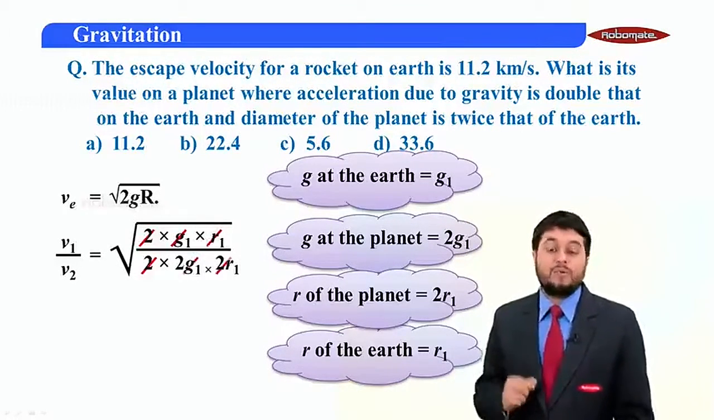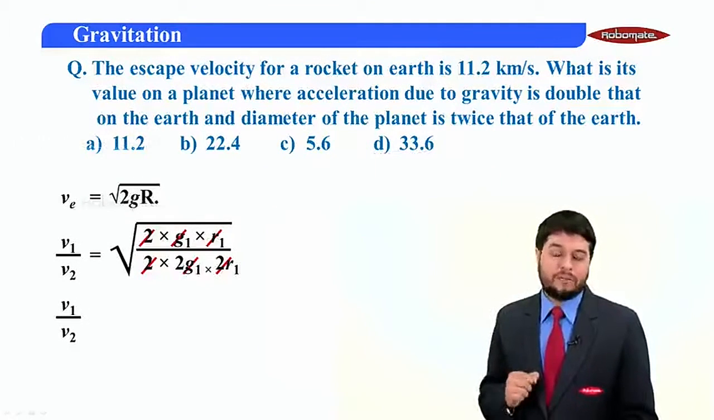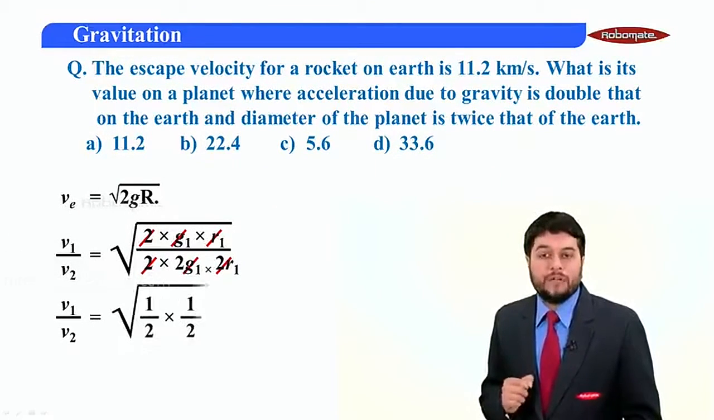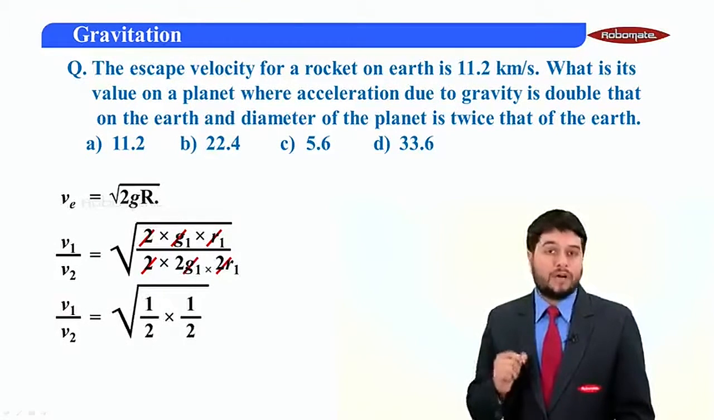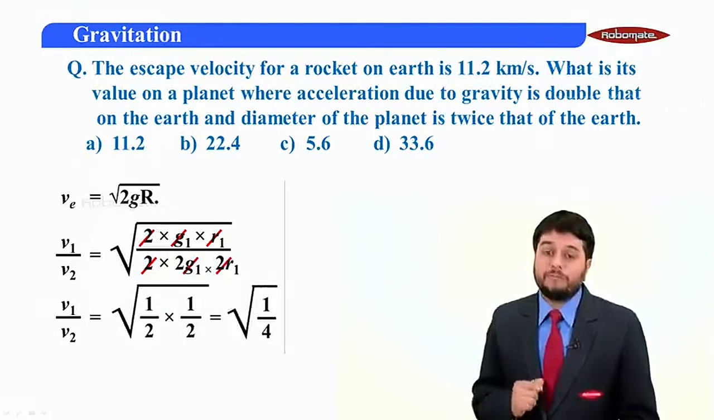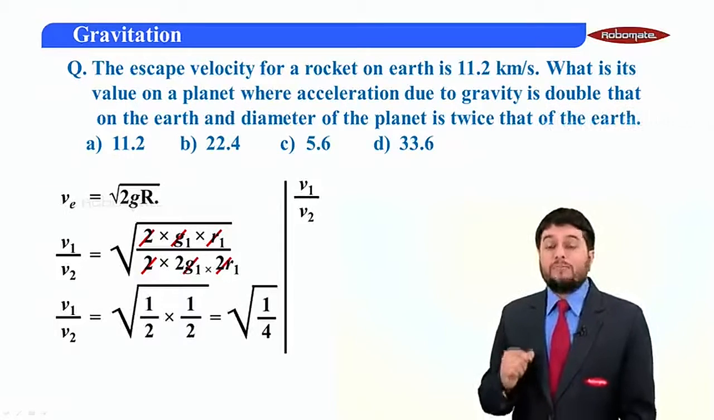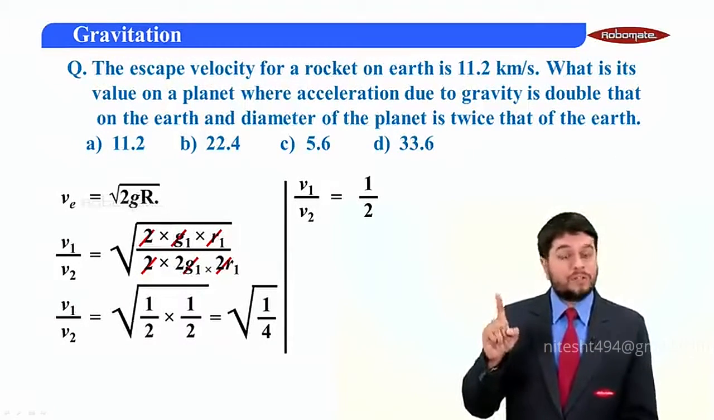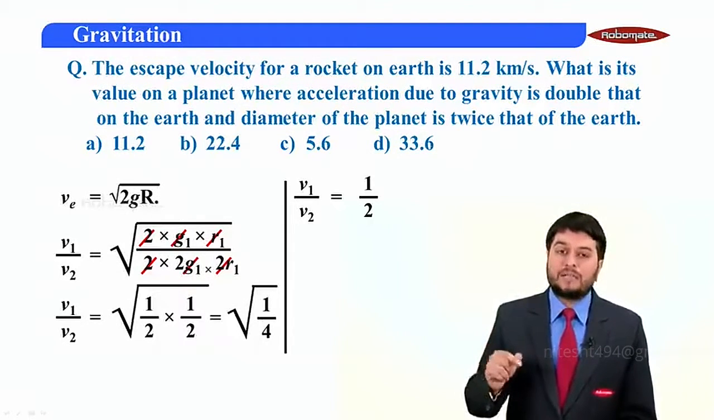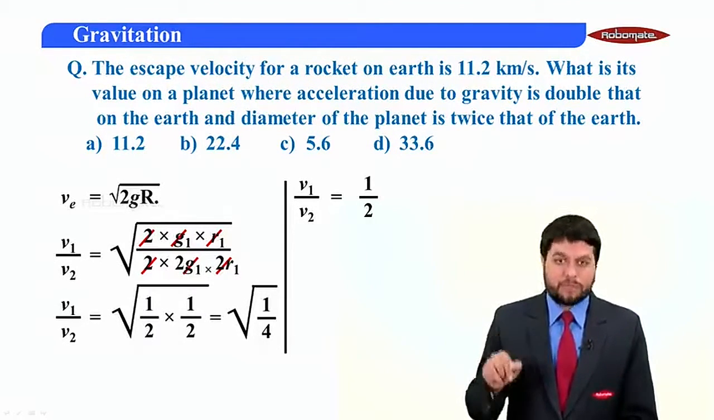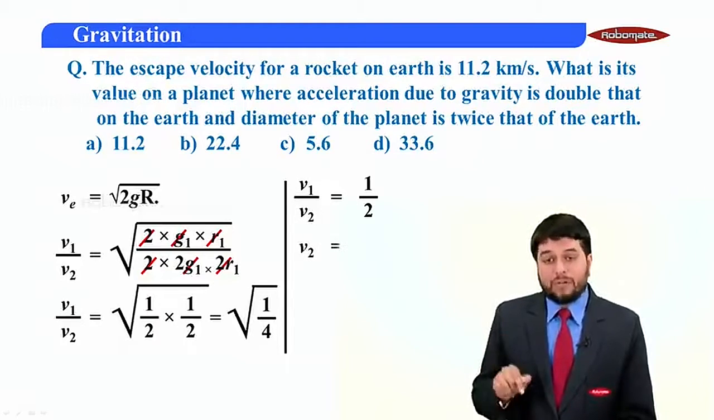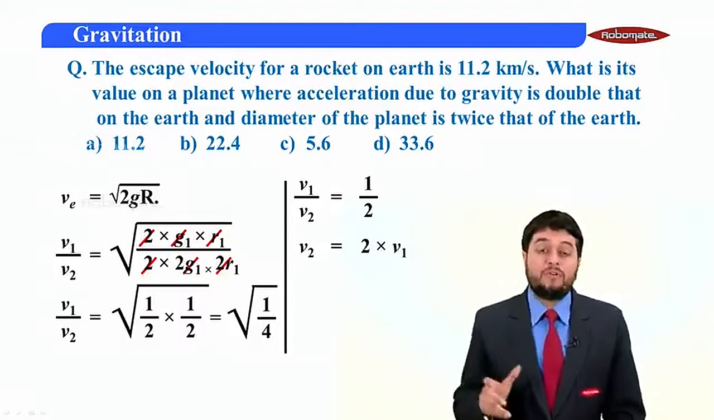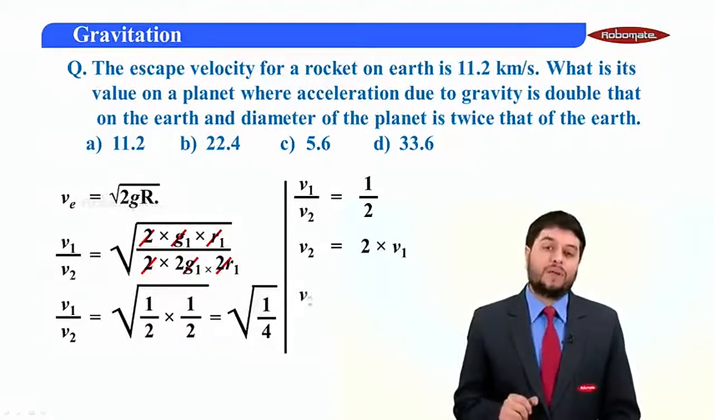Cancelling 2 g1 and r1, I finally get V1 upon V2 is equal to root of half into half, that is nothing but square root of 1 by 4. That is nothing but V1 upon V2 is equal to 1 by 2, where V1 is the escape velocity of Earth and V2 is the escape velocity of that planet which is to be found out. So I want to find out V2. Just rearranging, I get V2 is equal to 2 times V1.